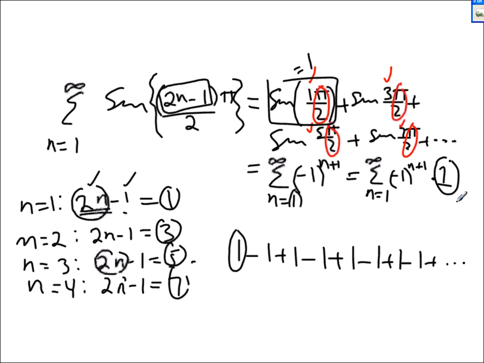Here, up to here, the sum is 1. You add 2 of them, it's 0. You add another one, 1. You add another one, 0. Plus 1 is 1. Minus 1 is 0. Plus 1 is 1. Minus 1 is 0. The sum is not approaching any one number. It's alternating, oscillating between two numbers, 1 and 0. 1, 0. 1, 0. It's not going to add up to anything in the end.